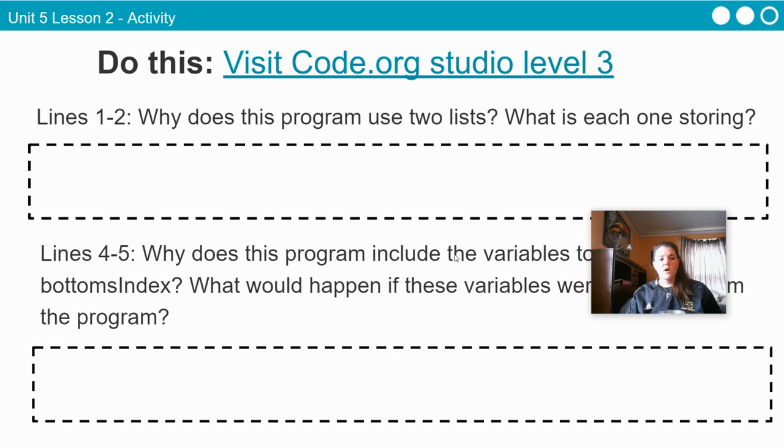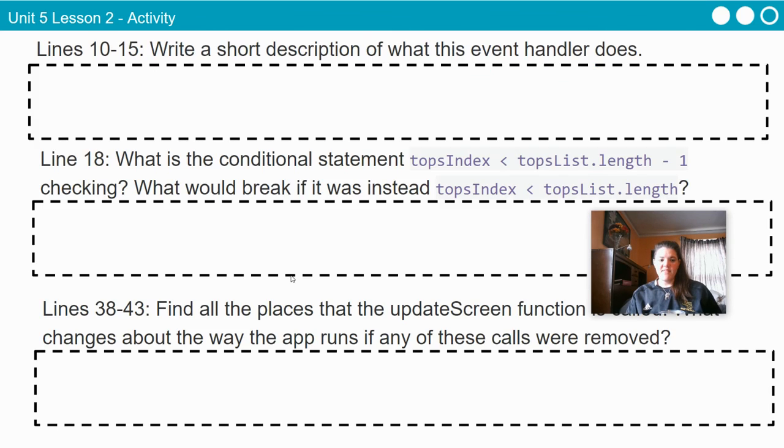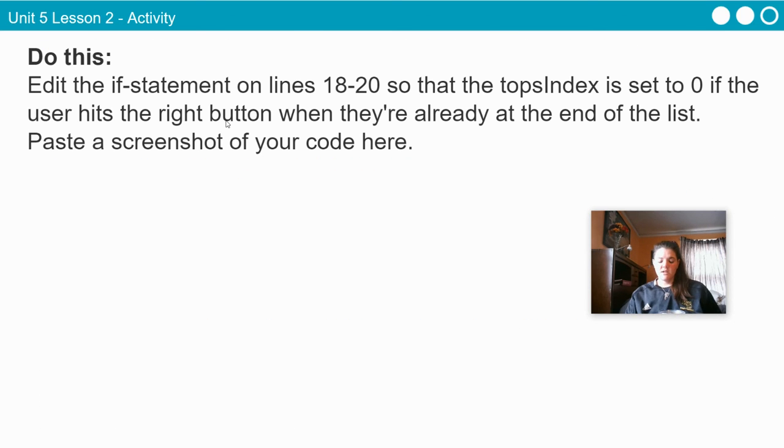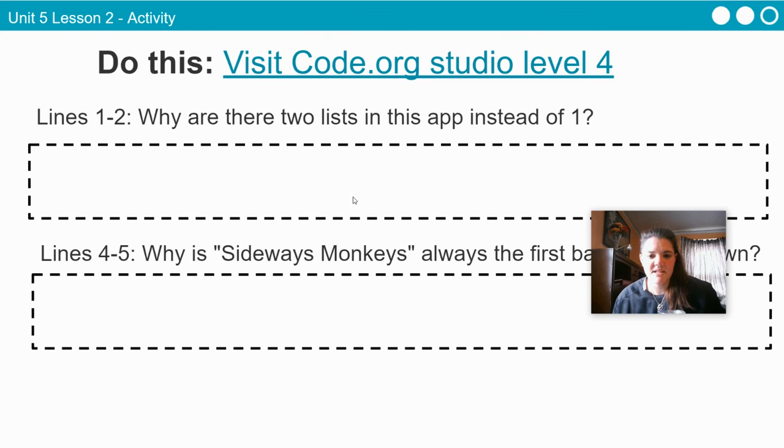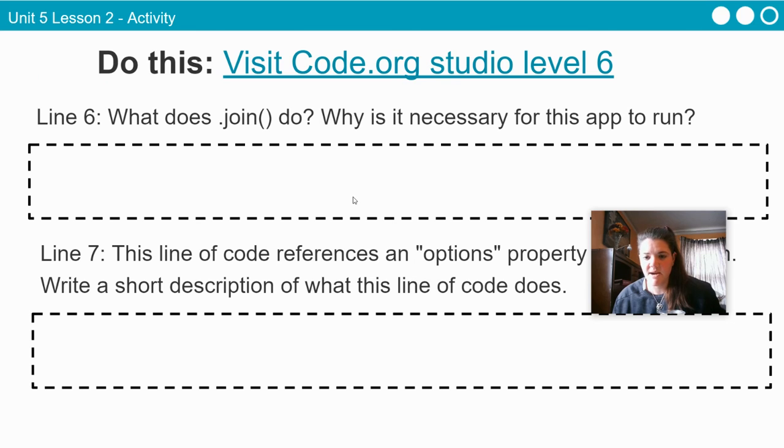So your task now is to go to code.org and do these couple, evaluate these apps, answer the questions about the lists, and then level the first one and the third one have a thing for you to modify and then screenshot and paste in your code here. So then you'll look at this app. This is the second app. There's some questions. There isn't a modify for that one.